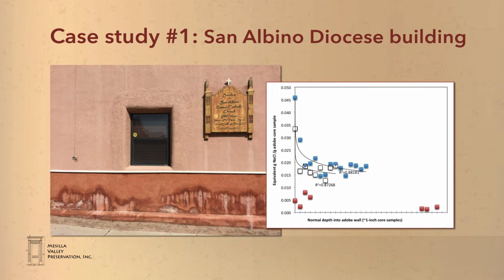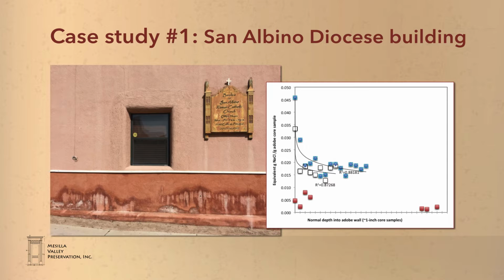To see how MVP's toolkit can be used to help understand building dynamics, we'll look at several case studies. The first of these is the diocese building for the Basilica of San Albino in Mesilla, New Mexico. This adobe building had been severely affected by salts and had undergone substantial wall damage. A local contractor had repaired the adobe damage several years ago and had placed a band of tinted lime plaster at the base of the wall, as shown in this photo. The lime plaster was separated from the existing cement stucco by a wooden drip edge, which was painted white.